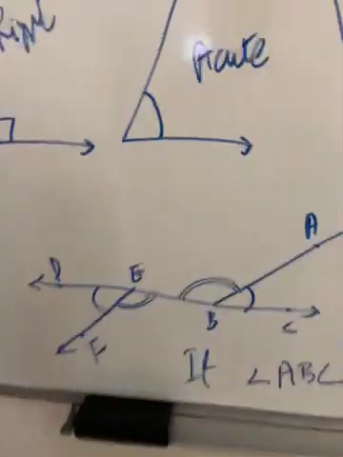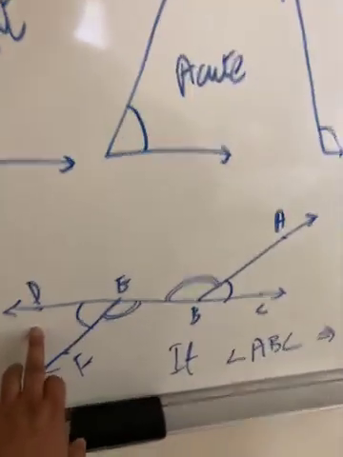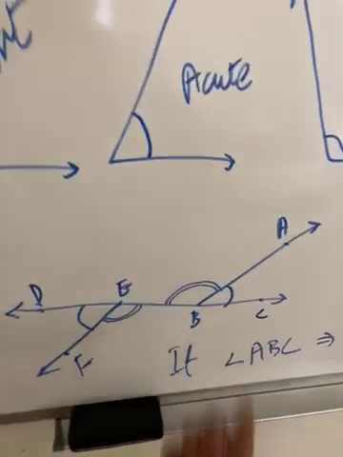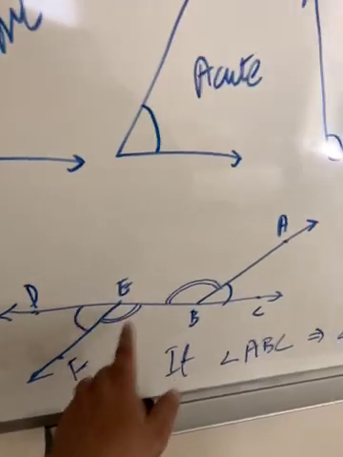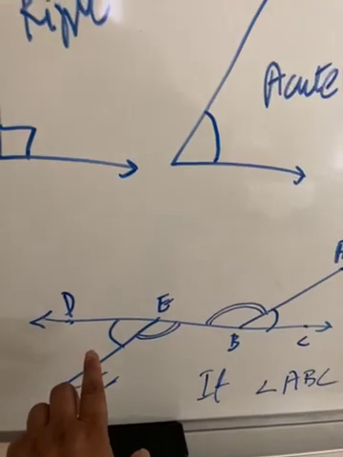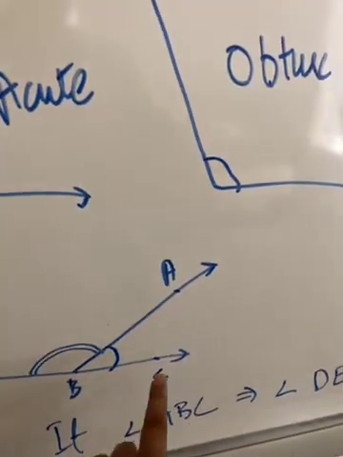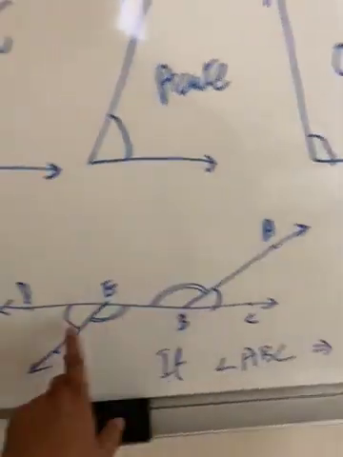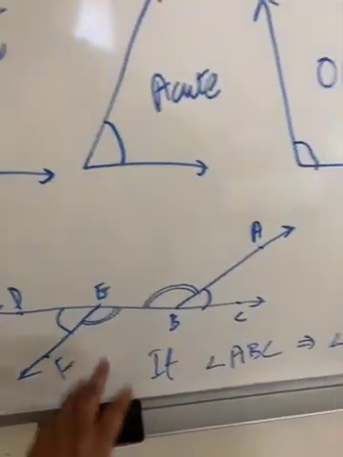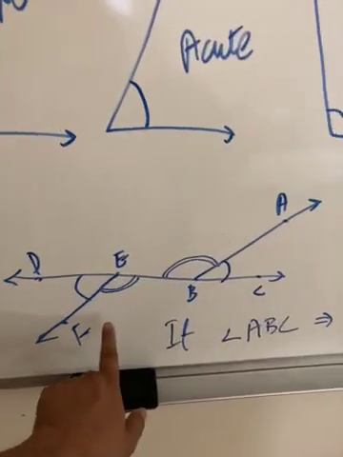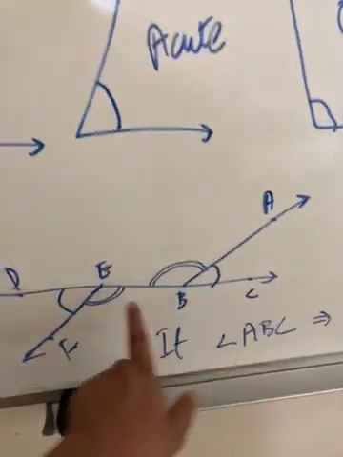But what if you have two? Let's say you have one line, DC, and you have two lines here, one is EF and the other one is BA. The angle that you are seeing here, DEF, and the angle here, ABC, these two angles are the same. So now there's a property for congruent angles: if these two angles are the same, this means that the other angles FEB and ABE will also be the same.